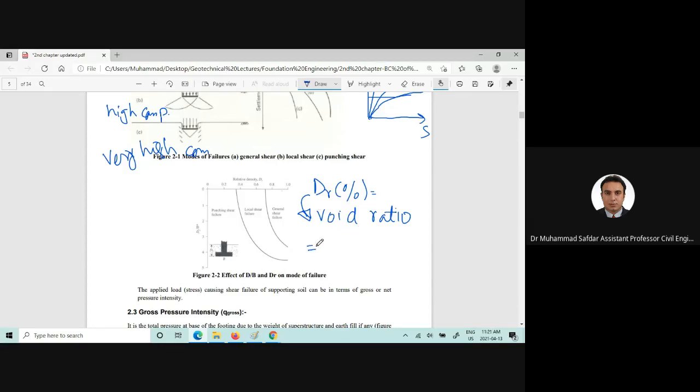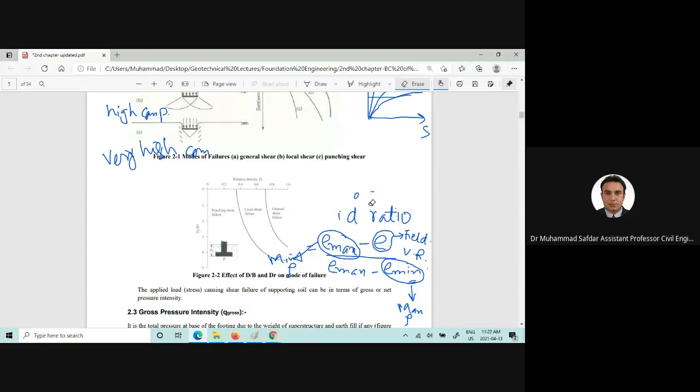Okay, let me help you here. If you remember, we were given the e_max and the field void ratio, e_max minus the minimum void ratio. So you're right, it's related with the void ratio. This is the maximum void ratio, and here is the minimum void ratio. So this will give us the minimum density, and this will give us the maximum density. This one will give us the minimum density of the cohesionless soil, and this is the field void ratio. There are ASTM standards to find e_max and e_min. Anyway, now we need to discuss the modes of shear failure.